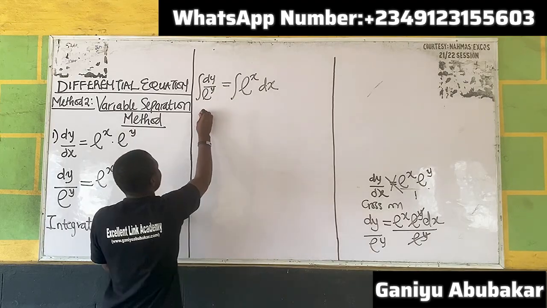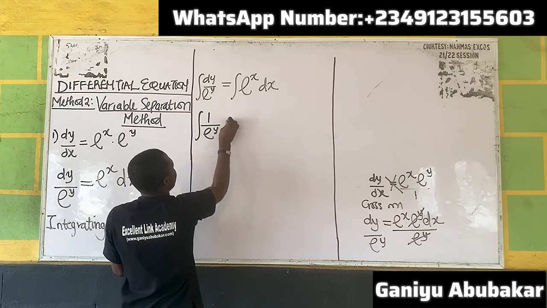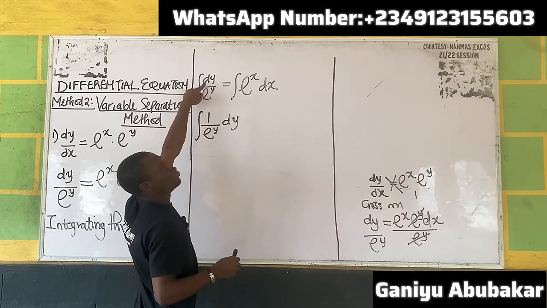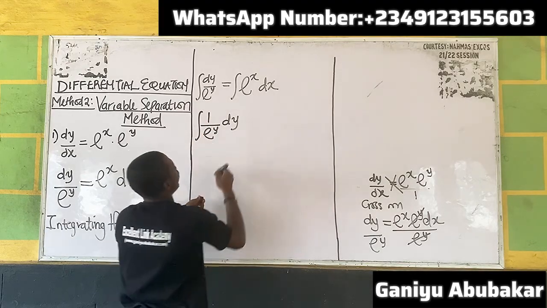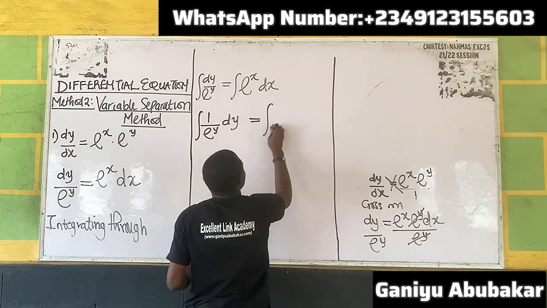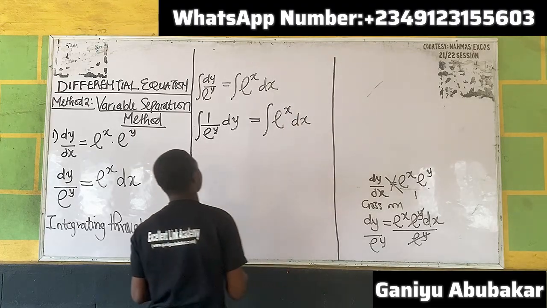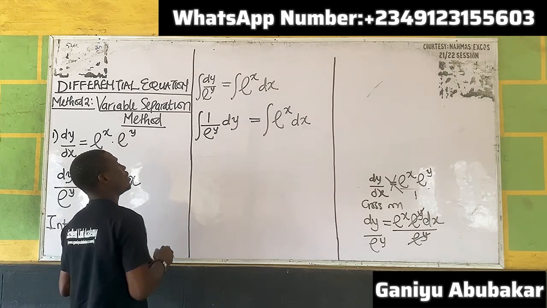That is, I'll have the integral of 1 over exponential y dy. Of course, 1 times dy gives you dy over exponential y. So this and this, I say the same thing, is equal to the integral of exponential x, of course, dx. All right. Now here's the idea and technique, please.